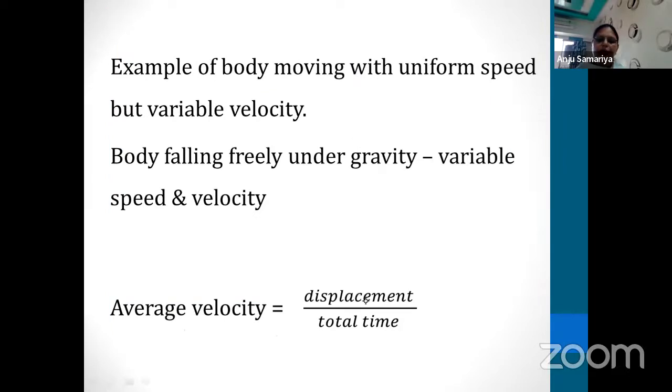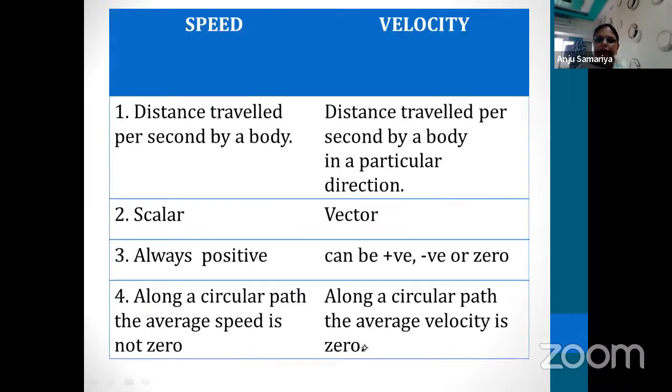Average velocity: total displacement upon total time. Average velocity. So difference between speed and velocity. So distance traveled per second by a body, and distance traveled per second by a body in a particular direction, then it becomes velocity. Speed is a scalar quantity, velocity is a vector quantity.